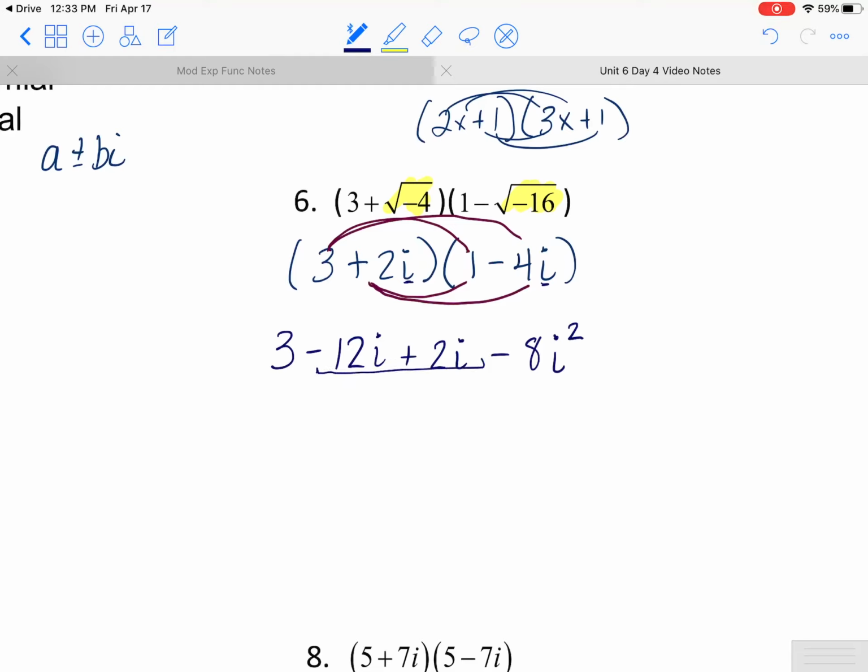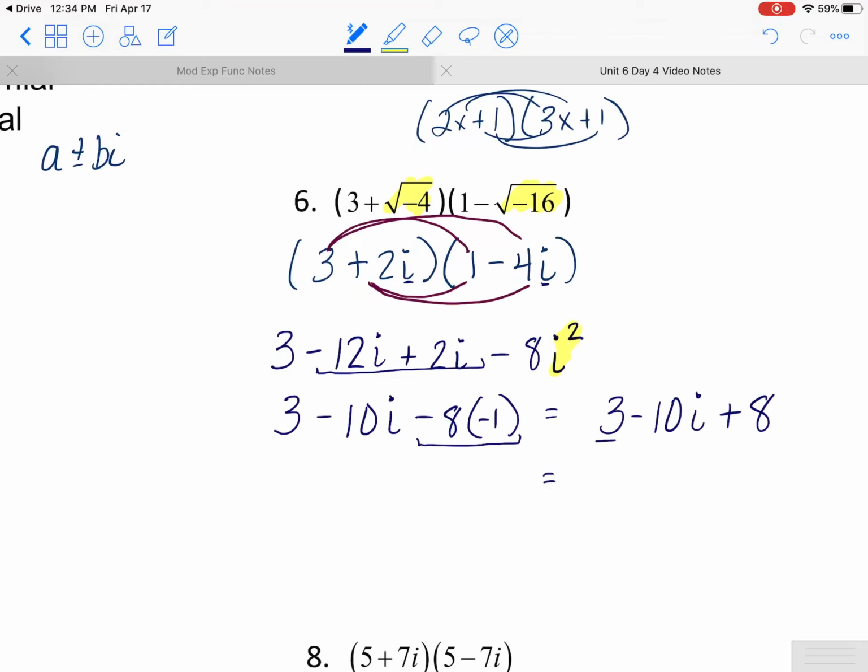Now again, just like before, you can combine your like terms. So I get 3 minus 10i minus 8, and then I'm also going to simplify i squared. I know that i squared is -1. Now a -8 times a -1 is a +8. So that means my final answer becomes, well, 3 plus 8, 11 minus 10i.